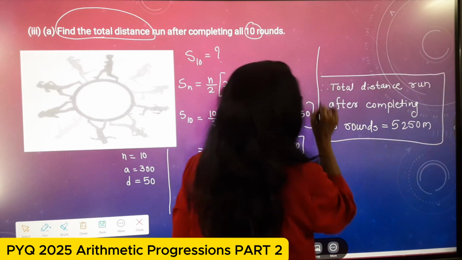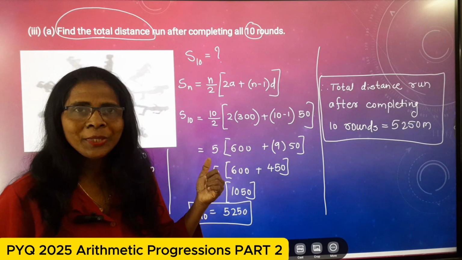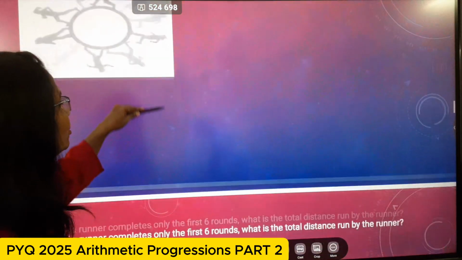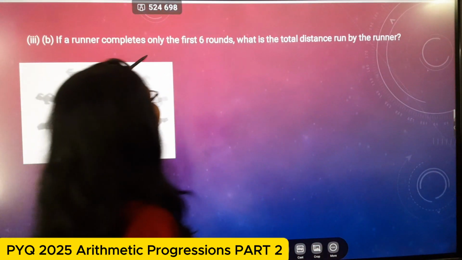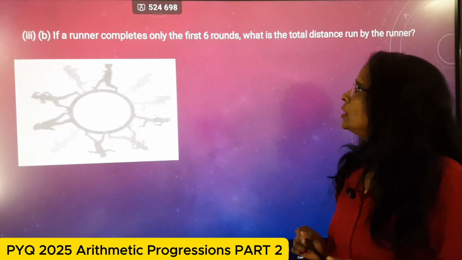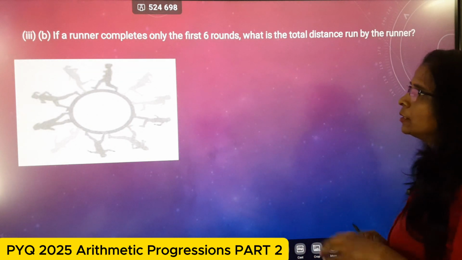5250 meter. So this will be our final answer. Okay students, now let us see the next question. The next question is: if a runner completes only the first 6 rounds, what is the total distance run by the runner?